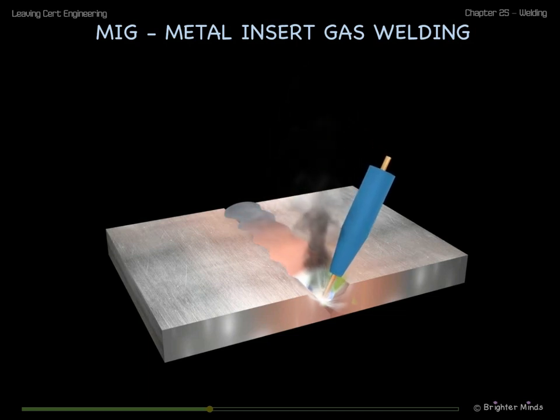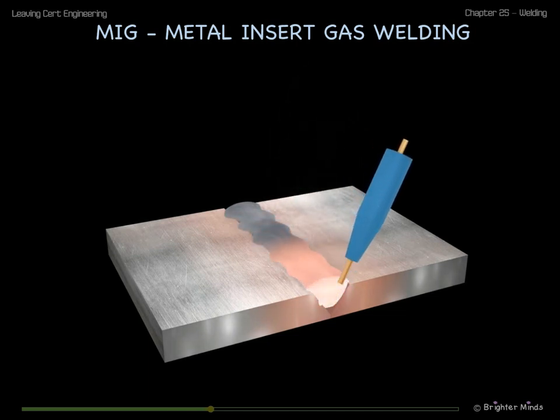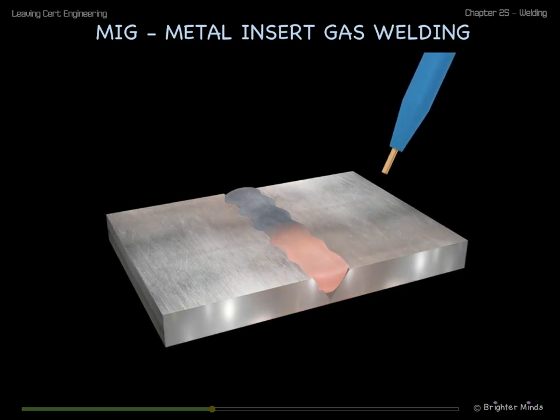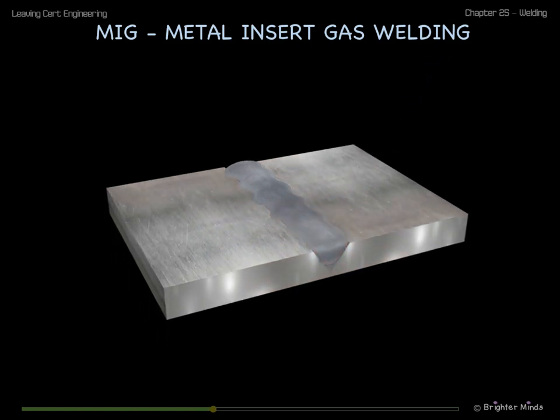This continuous feed makes MIG welding faster and more efficient than MMA welding, where the operator must keep attaching new stick electrodes as they are used up. Because MIG welding uses a shielding gas instead of a flux, we don't create any slag and we get a cleaner weld.